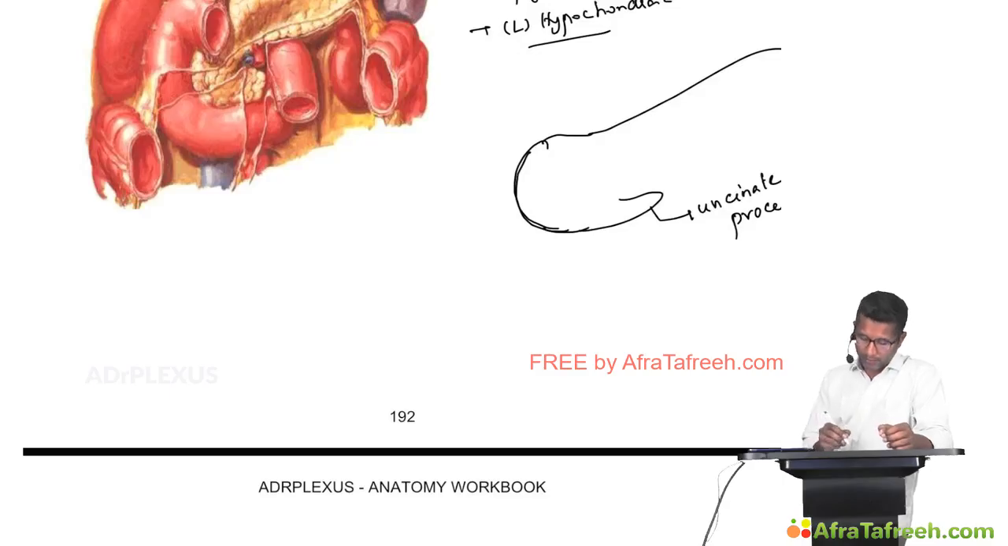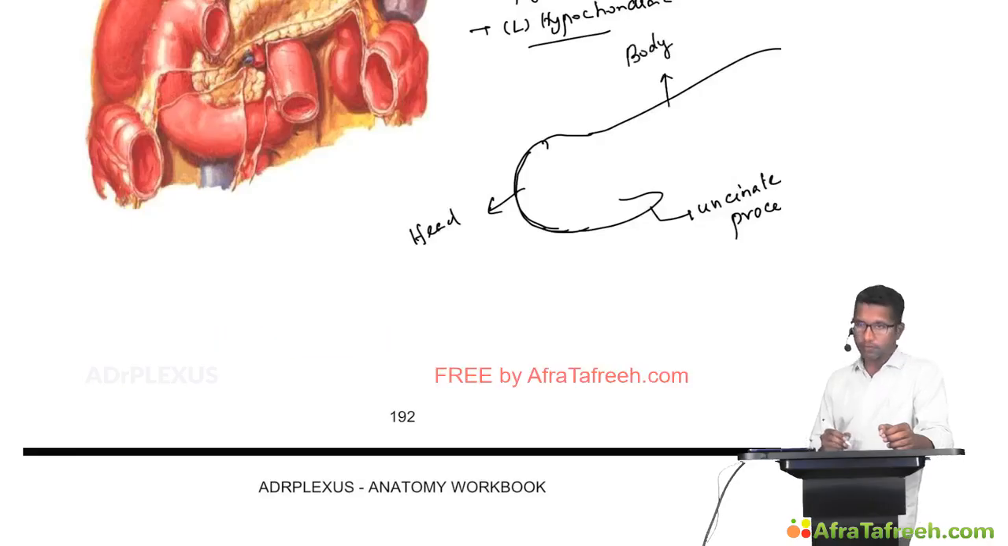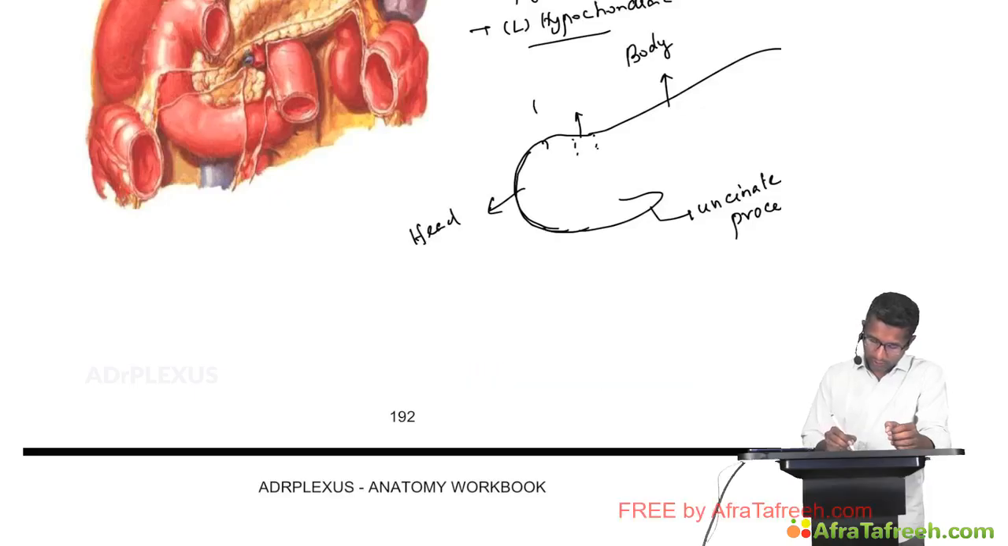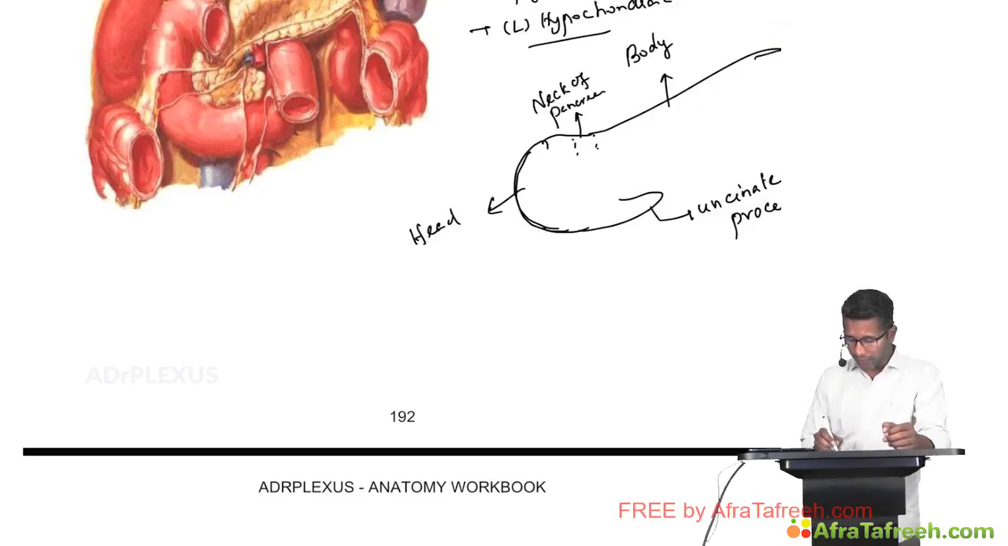This portion is called the head of the pancreas, and this portion is called the body of the pancreas. The junction of the head and the body is called the neck of the pancreas. The body ends in the tail of the pancreas.